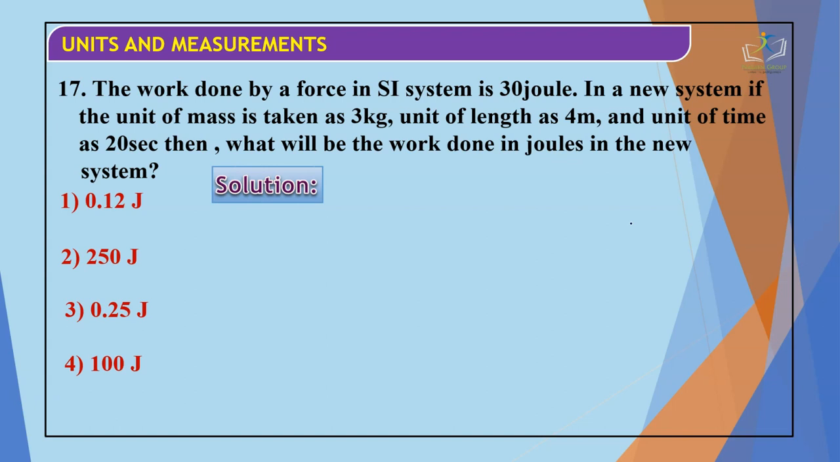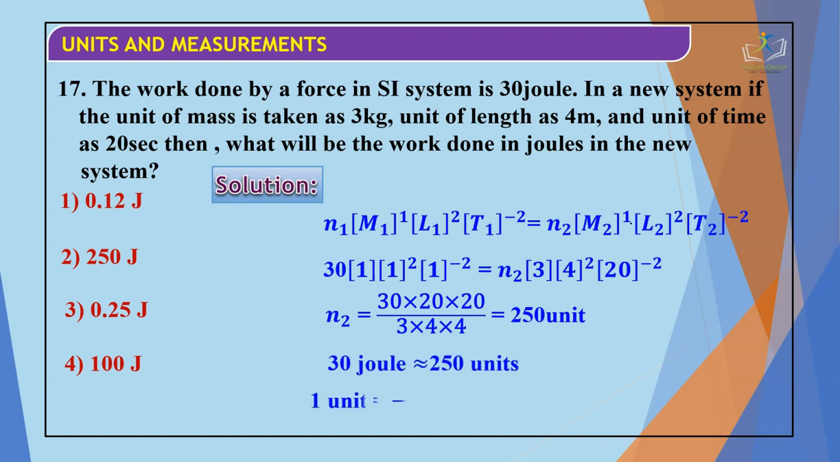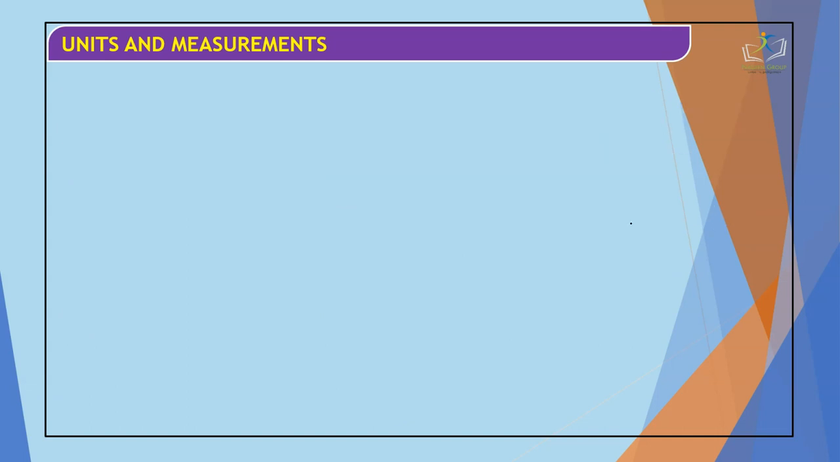So let's move with the solution part. n1 M1 L1 squared T1 minus 2 is equal to n2 M2 L2 squared T2 minus 2. So put all these values here and get the value like earlier, which we got as 250 Newton. Now here the question is asked for the new system for 1 unit. So this is 0.12 joule, which we did earlier, and the correct option for this is option 1.